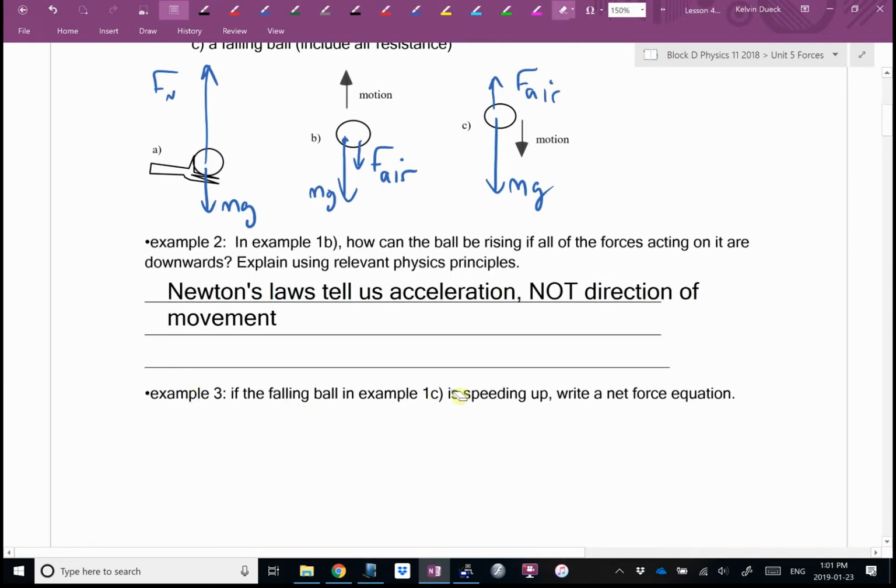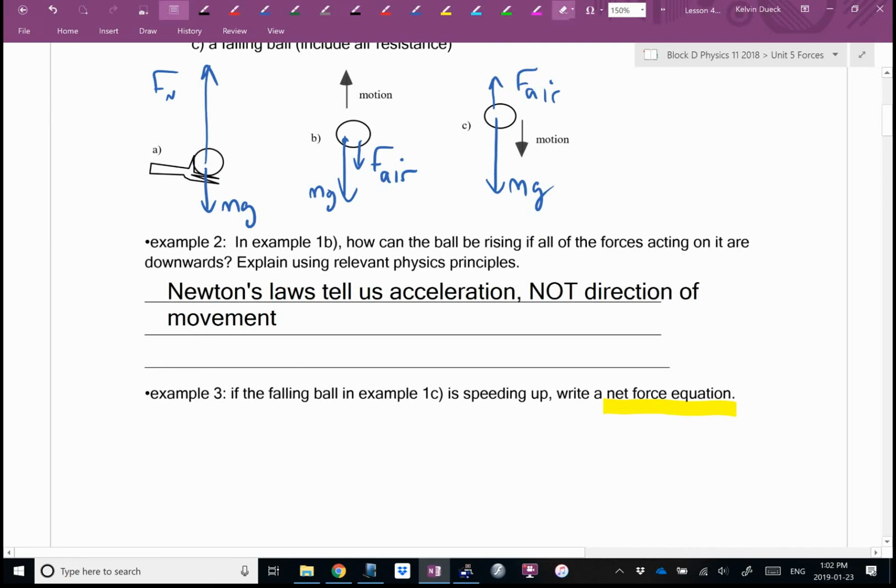In example 3 in 1C, if the ball is speeding up, write a net force equation. Somebody this morning said, Mr. Dueck, what do you mean by net force equation? Winner minus loser equals F net. Except we said F net was the same as what? Yeah, okay.